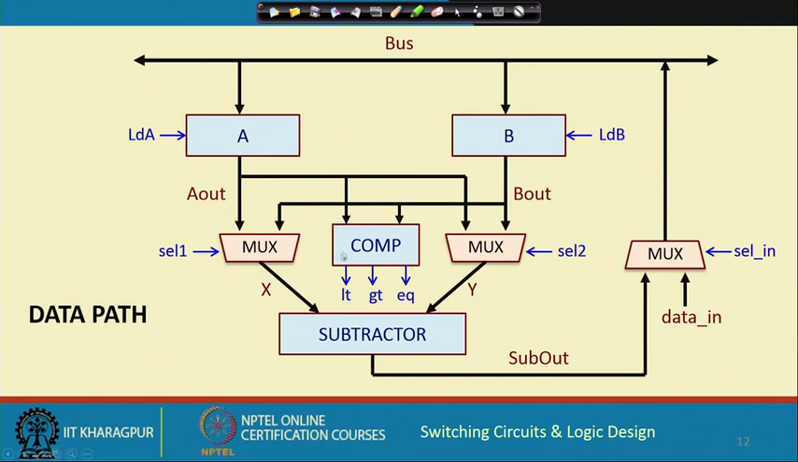This comparator will be comparing the values of A and B, whether they are less than, greater than or equal to. And this multiplexer will be either loading the data in A and B from outside, data in, or during operation the output of the subtractor will be again loaded back into A or B, depending on whether it was less than or greater than. So, this is the data path where you can see you are requiring two registers in this case and some other combinational blocks.